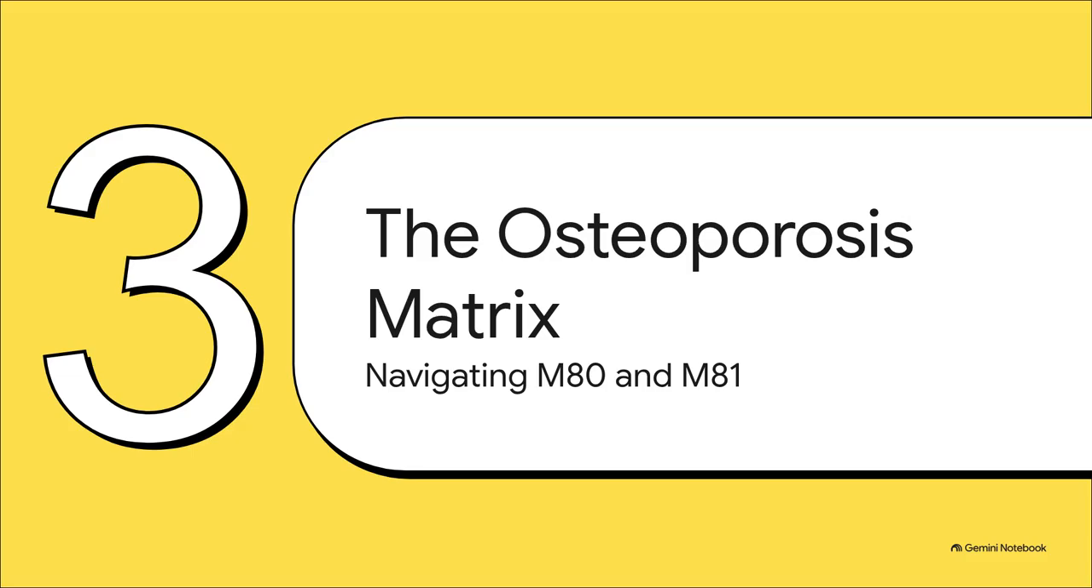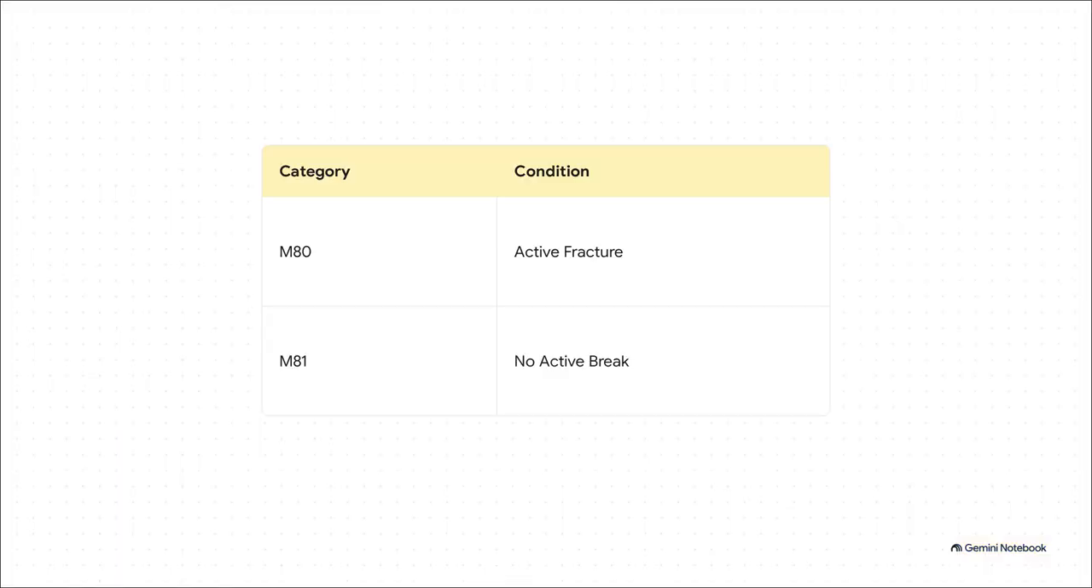All right, Section 3, the osteoporosis matrix, navigating categories M80 and M81. Osteoporosis is a systemic condition, which means all the bones of the musculoskeletal system are affected. But how we actually code it? Well, that depends entirely on whether there is an active break right now.